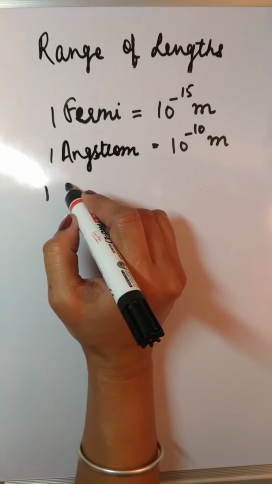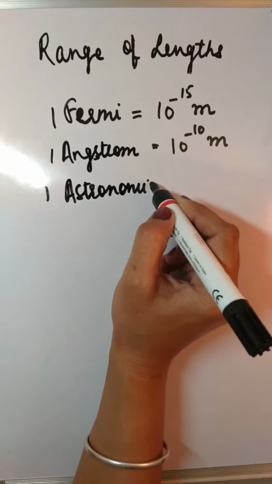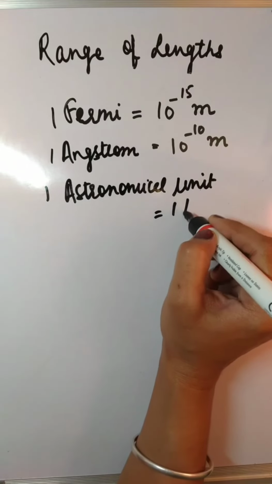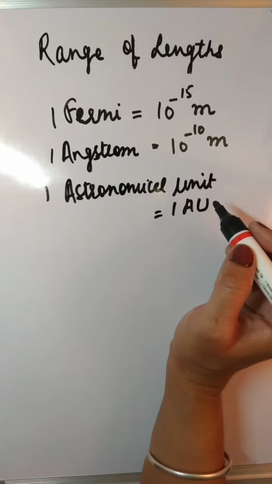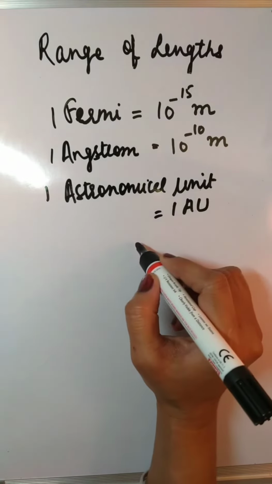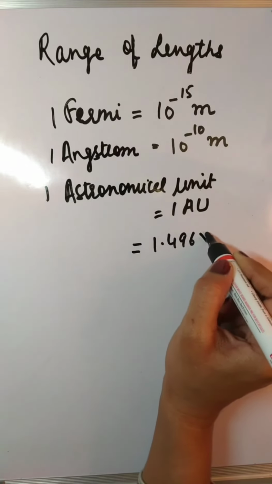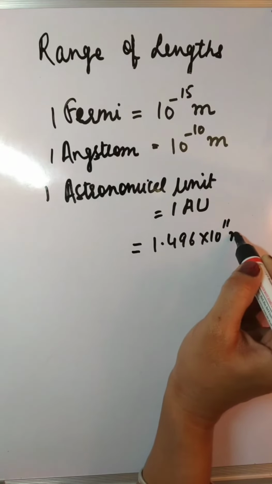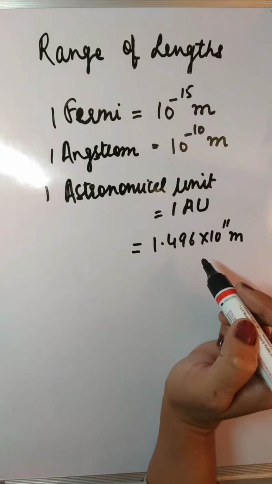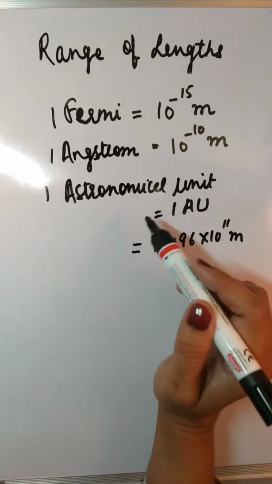Then we have 1 astronomical unit, which is equal to 1 AU. 1 astronomical unit is the average distance of the sun from the earth. The average distance of the sun from our earth is 1.496 into 10 raised to the power 11 meters. So this is equivalent to 1 astronomical unit. So instead of saying the distance of the sun from our earth is this much, we just say that it is 1 AU.